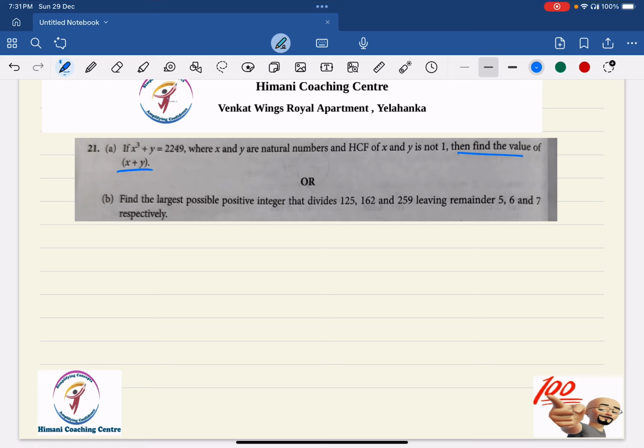So students, if you notice, this is x cube plus y. That means there is a number x whose cube would be somewhere close to 2249. Now just if you pay attention, 10 cube is what? 1000. Then 11 cube would be 121 into 11, which will give us 1331. Then do 12 cube. So 12 into 12 is 144 into 12. So we will get for 12 cube as 1728.